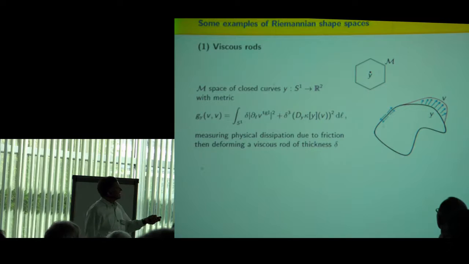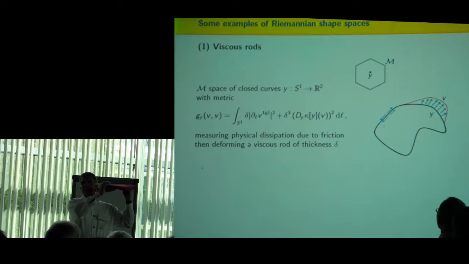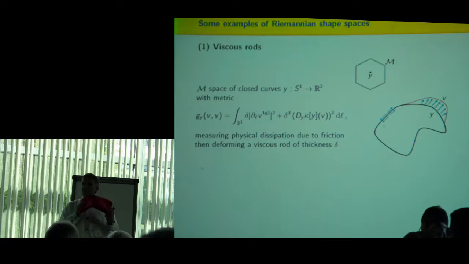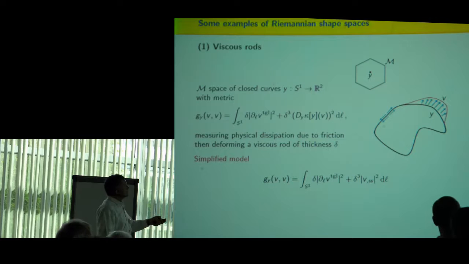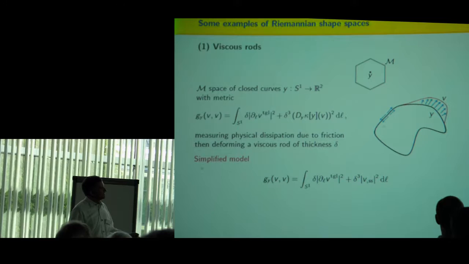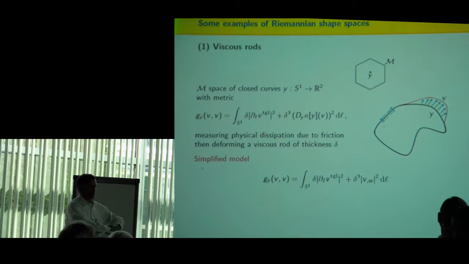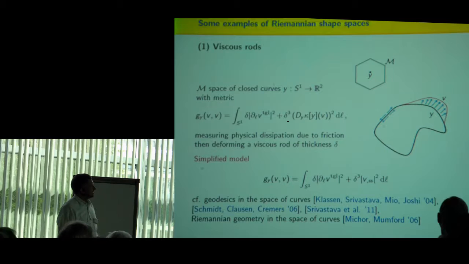If delta is the thickness of this structure, we know that the membrane energy scales with delta, and the bending energy scales with delta cubed. So this curvature term is rather complicated, highly nonlinear. We can simplify our curvature by just computing the second derivatives of the motion field pulling and pushing the viscous rod. And we come to the next example.